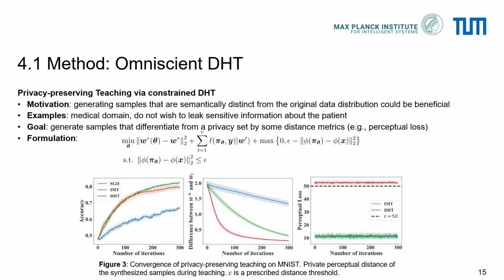In practice, sometimes we want the opposite. So we want generated samples to be semantically very distinct from the original data distribution. This could be beneficial, for example, in the medical domain, where we don't want to leak sensitive information about the patient. So in this case, we are basically trying to generate samples that are at least some epsilon neighborhood away from some privacy set in the latent space. Here we show that it is possible and still able to achieve very good convergence behavior.